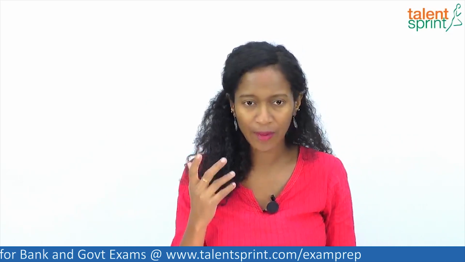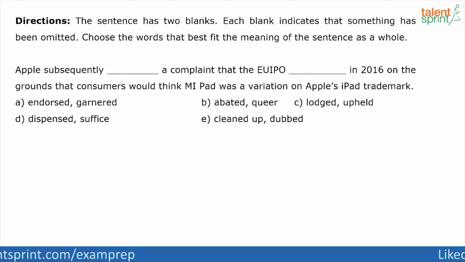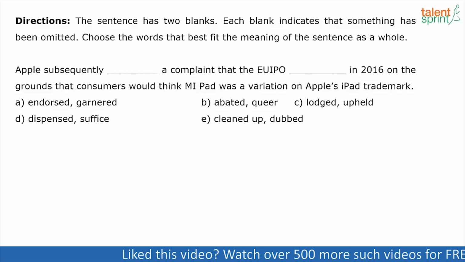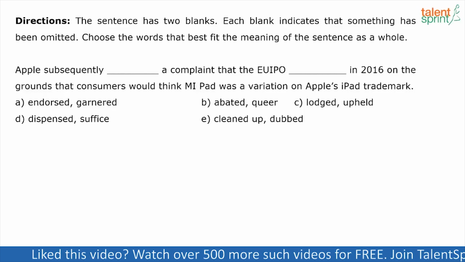Okay, so most of you are coming back and saying part C. Let's quickly look at it. Apple subsequently blank a complaint that the EU IPO blank in 2016 on the grounds that consumers would think MiPad was a variation on Apple's iPad trademark. My options are option A, endorsed, garnered; option B, abated, queer; option C, lodged, upheld; option D, dispensed, suffice; option E, cleaned up, dubbed. So, since most of you have come back and said part C, can we unanimously say that that is the answer?